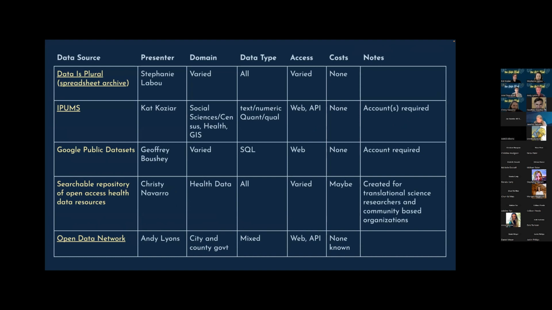Just to give you a quick preview before we launch in, we have, as I said, these 5 lightning talks. We're going to start with Stephanie, who will walk us through a bunch of different options in the Data is Plural archive. Then Kat will walk us through IPUMS. I don't know how we pronounce that, Kat, but maybe you can tell us more about that. Geoff will demonstrate some of the Google public data sets that are available. These are very large data sets that have a lot of rich information in them. Christy will demonstrate a searchable repository of open access health data resources that she has put together that is really fabulous. And finally, Andy will walk us through the Open Data Network.